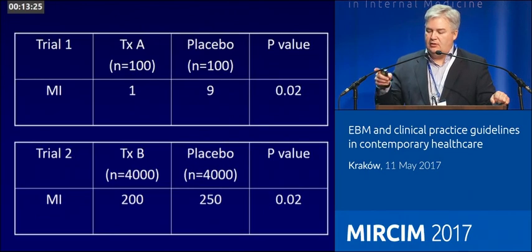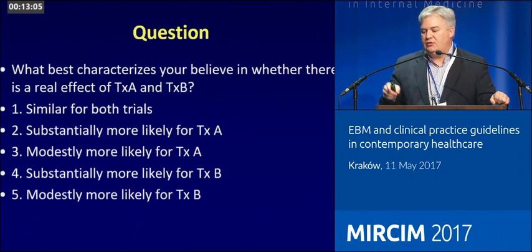Once again, treatment A was our first trial, 9 deaths versus 1 death, p-value 0.05, 200 patients. And treatment B is where we had 4,000 patients versus 4,000 patients, and 200 deaths versus 250, and a p-value of 0.02. So, show of hands, who thinks that best characterizes your belief in whether or not there's a real effect of treatment A and B?